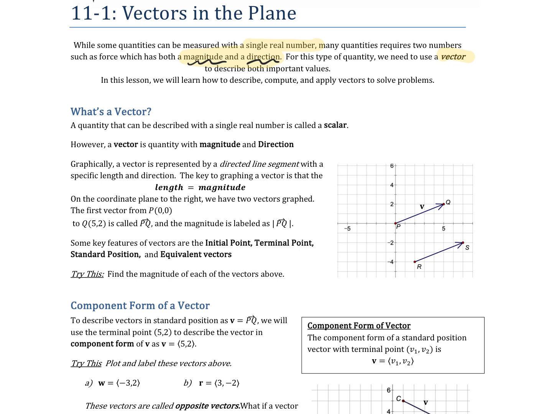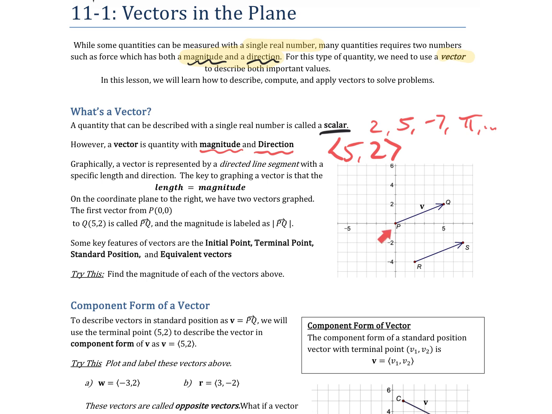A quantity that can be described with a single number is called a scalar. Scalars are just numbers like 2, 5, -7, pi, and so on. But a vector has magnitude and direction, so it has to have two quantities that are specific to it. When we write a vector, we'll write it something like <5, 2>, in these little pointy parentheses.